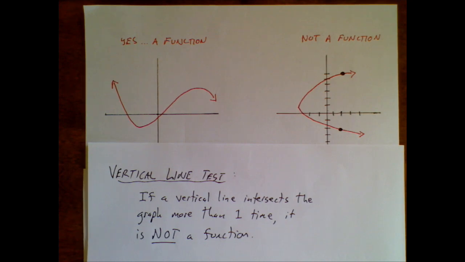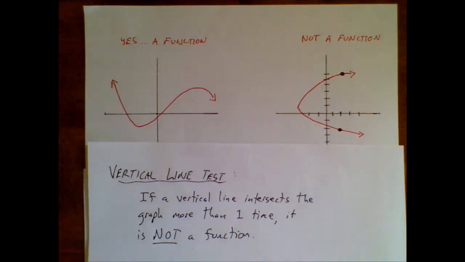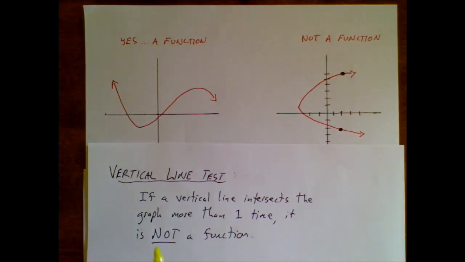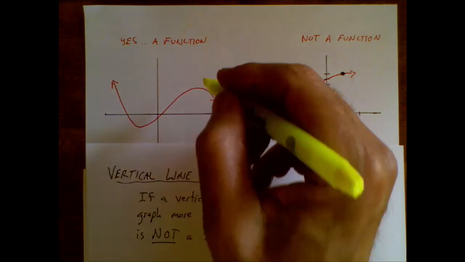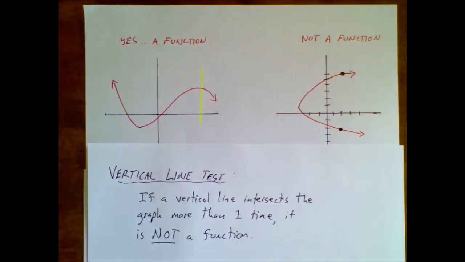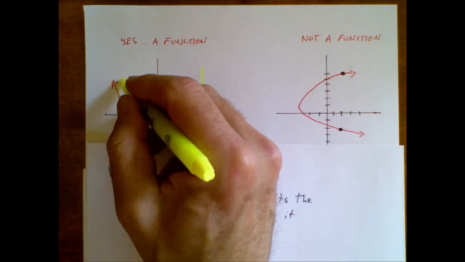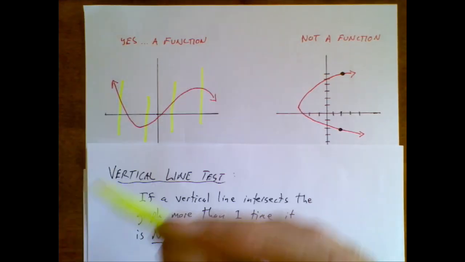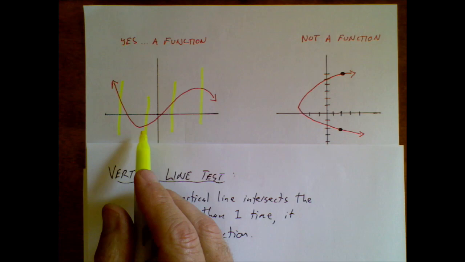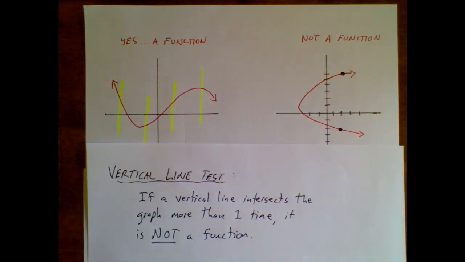And the way you're going to determine if it's a function in graphical form is what's called the vertical line test. And it reads like this: if a vertical line intersects the graph more than one time, it is not a function. So for example, if I draw a vertical line through this graph anywhere, it doesn't matter where I draw it, my vertical line is going to intersect the graph only once. That means yes, it is a function.